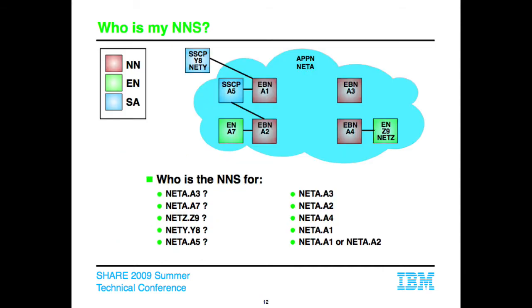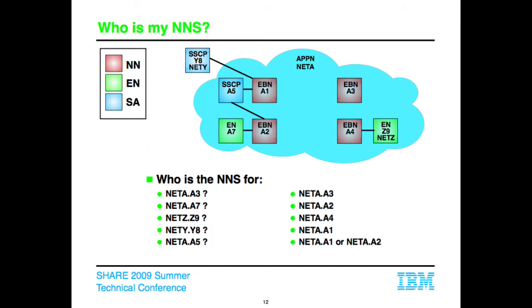So now I've got some examples that you can try out. The question on this chart is, who is the network node server for resources that reside on A3, which is this border node over here? Since the border node is always a network node, and since network nodes are always their own network node server, A3 is the network node server for all the resources on A3.